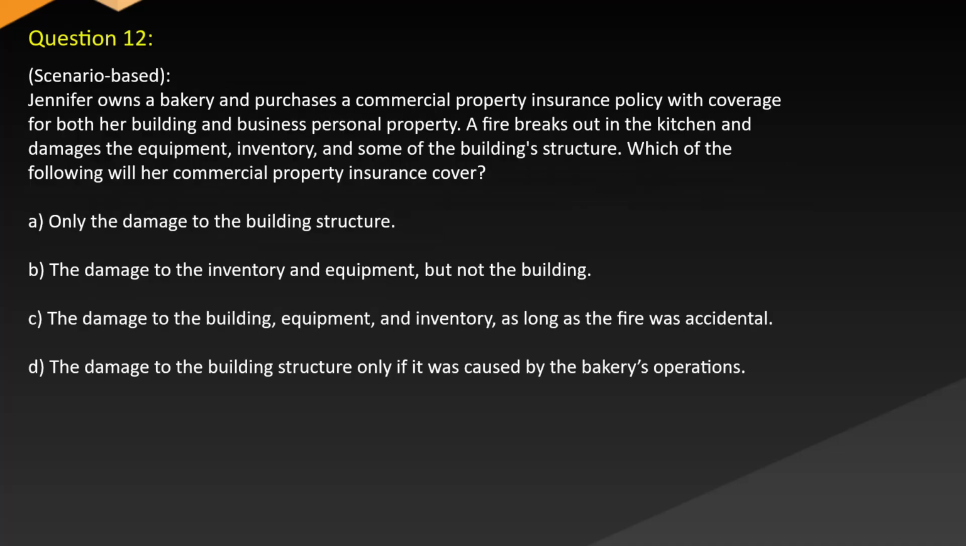Question 12. Scenario-based. Jennifer owns a bakery and purchases a commercial property insurance policy with coverage for both her building and business personal property. A fire breaks out in the kitchen and damages the equipment, inventory, and some of the building's structure. Which of the following will her commercial property insurance cover? A. Only the damage to the building structure. B. The damage to the inventory and equipment, but not the building. C. The damage to the building, equipment, and inventory as long as the fire was accidental. D. The damage to the building structure only if it was caused by the bakery's operations.